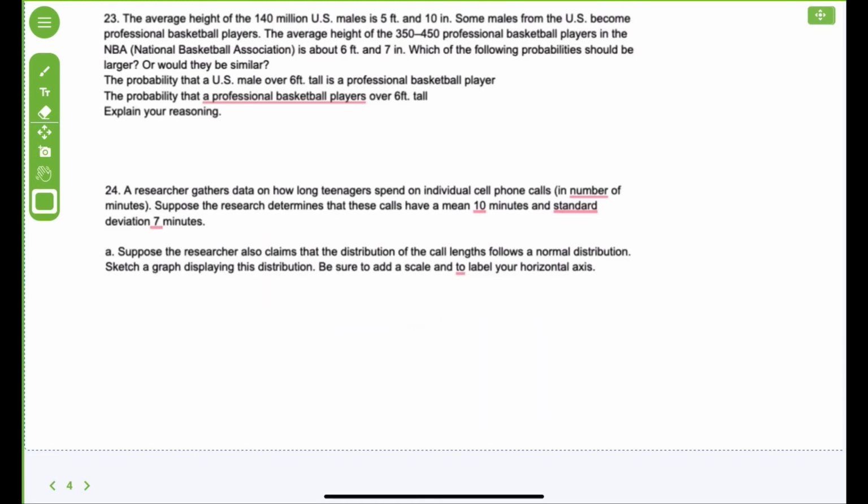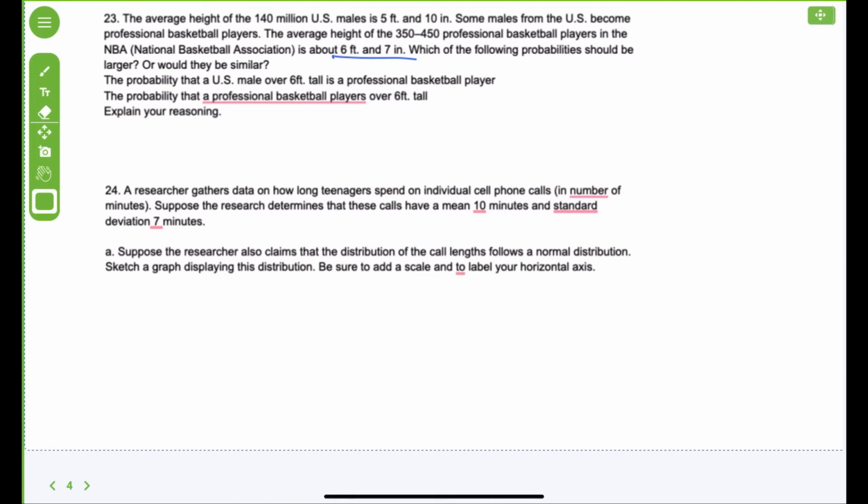Page 4. 23 says, the average height of 140 million U.S. males is 5 foot 10 inches. Some males from the U.S. become professional basketball players, not the ones that are 5 foot 10 inches, I promise you. The average height of the 350 to 450 professional basketball players in the NBA is about 6'7". There you go. Which of the following probabilities should be larger, or would they be similar? The probability that a U.S. male over 6 foot tall is a professional basketball player.